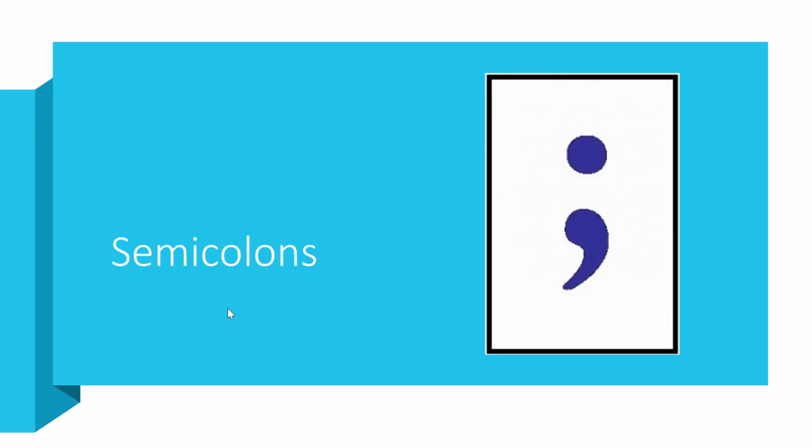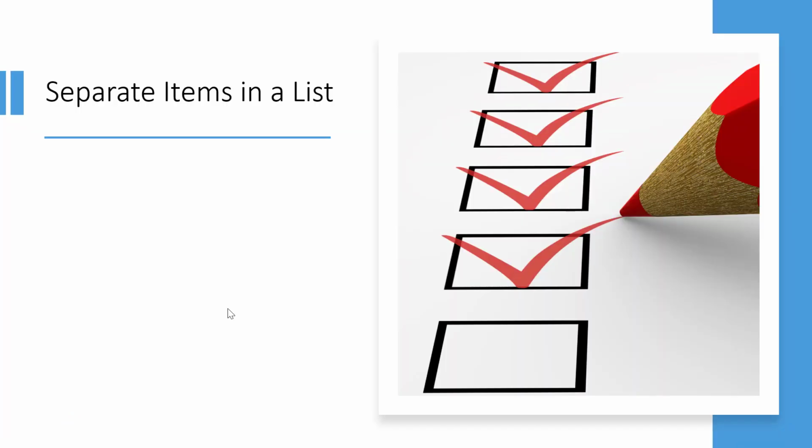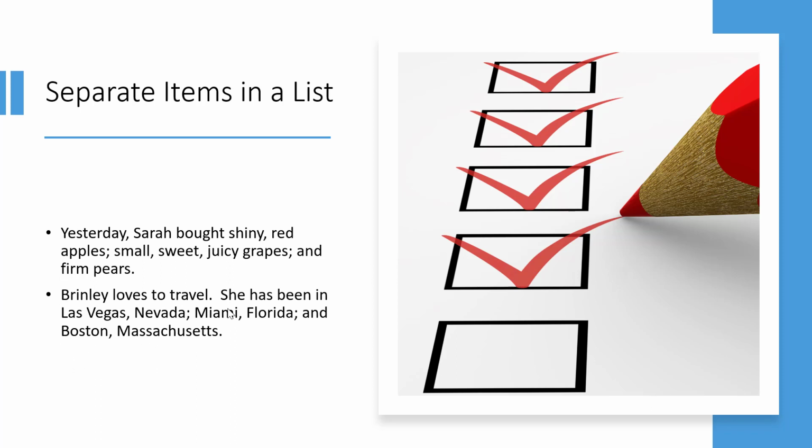Moving on, semicolons. Semicolons have two very specific uses. First one we will talk about is to separate items in a list. So we did talk about using commas to separate items in a list. However, when the items you are separating already have commas, you need to use semicolons to distinguish one item from the other. So in front of you, there are two examples.